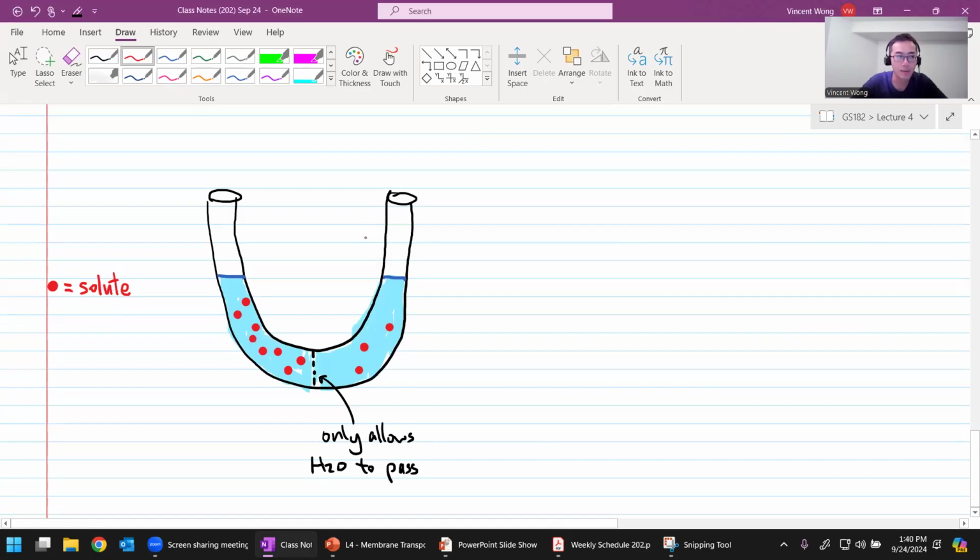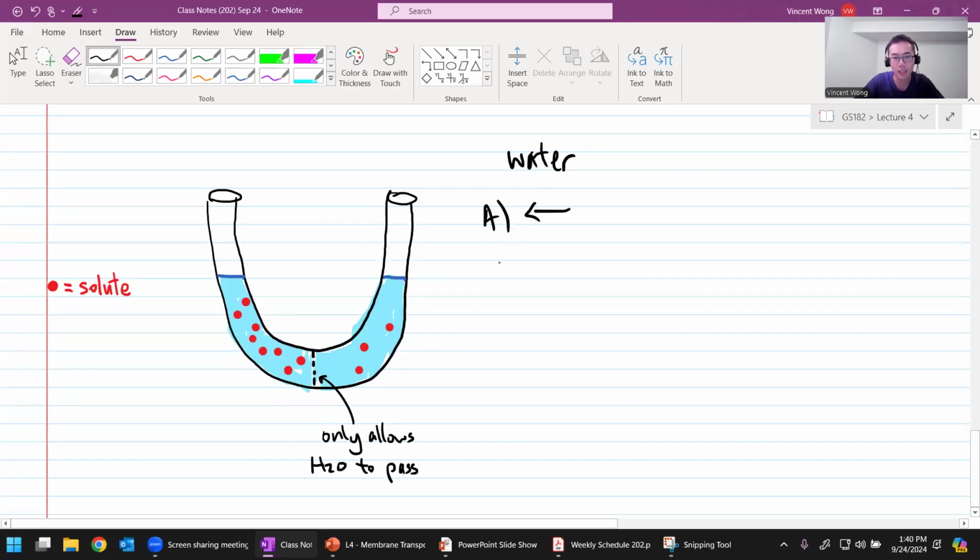So the question you have to think about is, which way will water move in this case? Will the water move to the right or will the water move to the left? Let me just do a poll and see what you guys think. Remember, the red dots can't move. If there's unrestricted movement, then the red dots can go to the right, from high concentration to low concentration, but they can't because I put a membrane here. So the only thing that can move is water. Which way will water move?